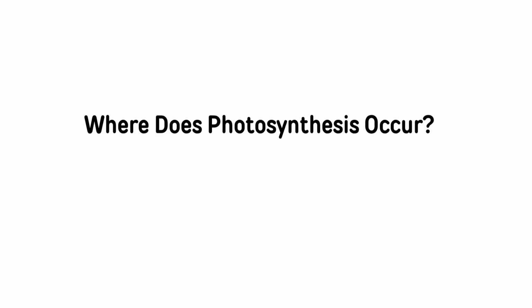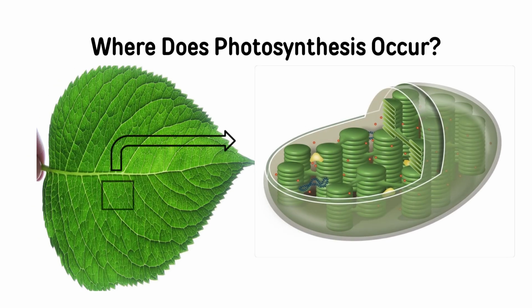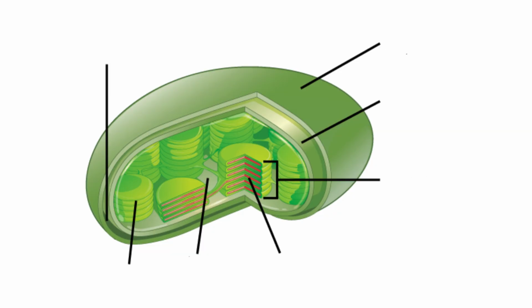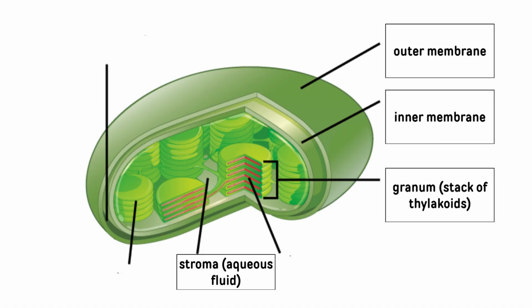Where does photosynthesis occur? Photosynthesis takes place in the leaves of plants, specifically in the chloroplast. Chloroplasts are enclosed by an outer and inner membrane which protect and regulate the exchange of materials. Inside the chloroplast, there's a fluid-filled space called the stroma, and within it are stacks of disc-shaped structures called grana.